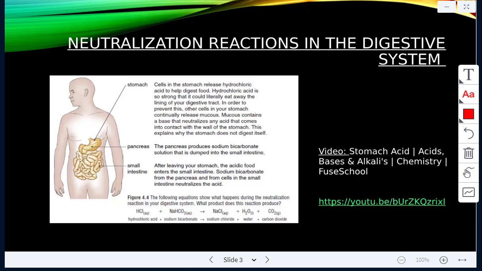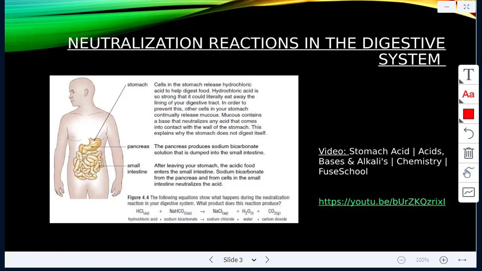This mucus basically becomes a coating, and it contains a base that neutralizes any acid that comes into contact with the wall of the stomach. So that mucus lining protects our stomach lining from that hydrochloric acid. And this is why the stomach does not digest itself.